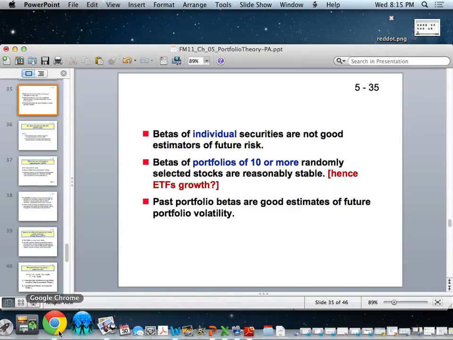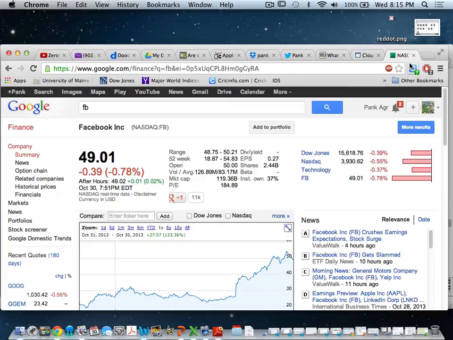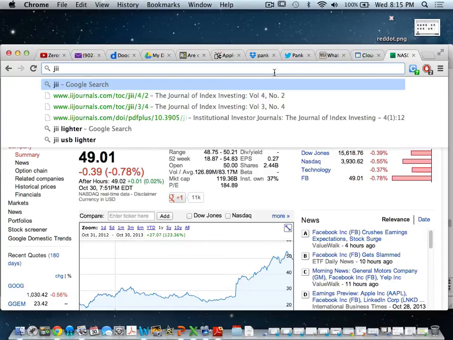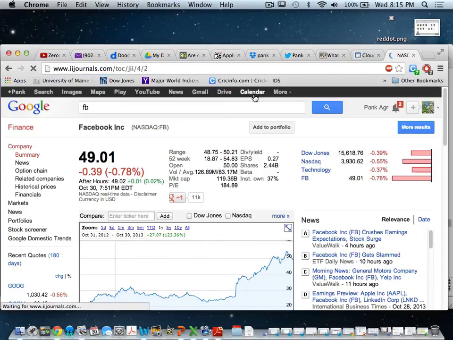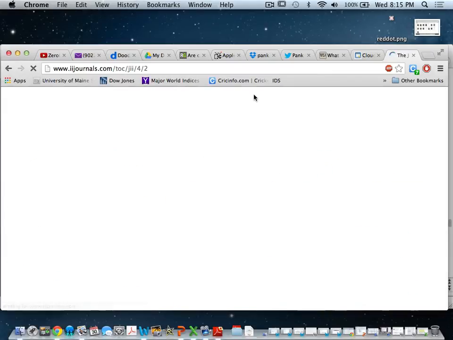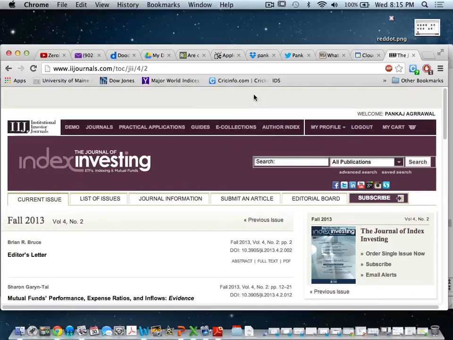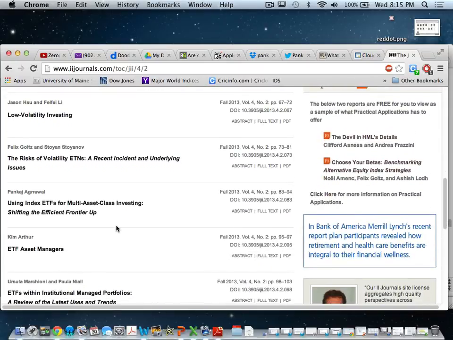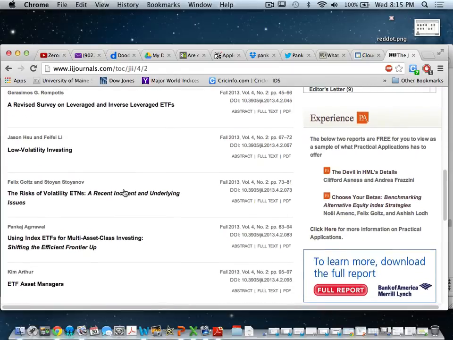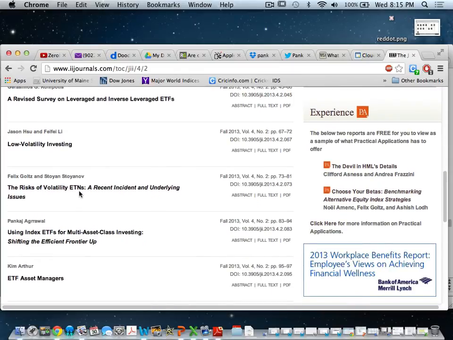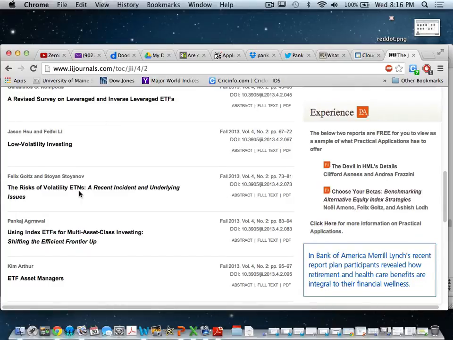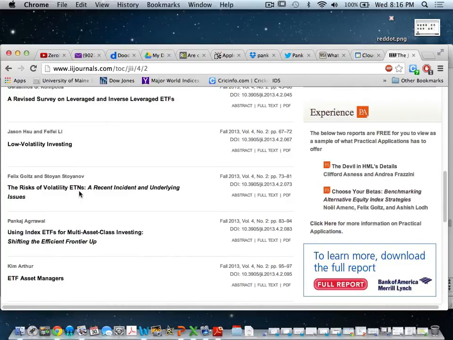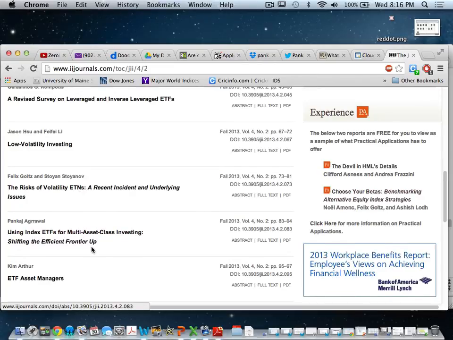I actually take this as a segue to show you that I drink the Kool-Aid that I'm dishing out, as you know. Here, go to JII, and look at how many papers you have on ETFs. This is the journal that's on every desk at Goldman Sachs Asset Management and so forth. This is a current issue, and this is a list of contents here. Revised survey on leverage and inverse leverage ETFs, low volatility investing, the risk of volatility ETNs. We didn't even get into that. These are exchange traded notes. These are the next generation of ETFs. So you had the cell phones and then the smartphones, the exchange traded notes. And this is yours truly here.